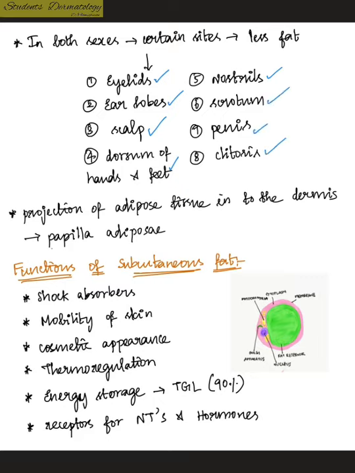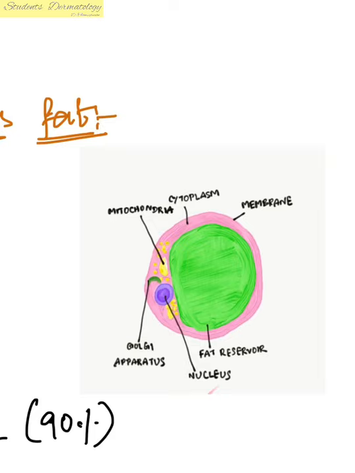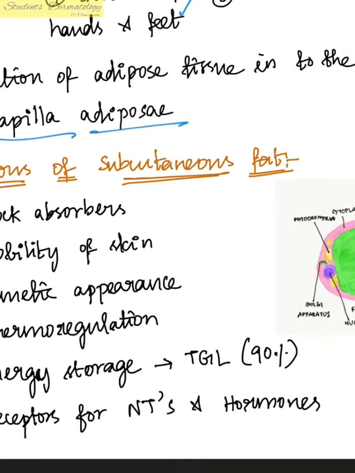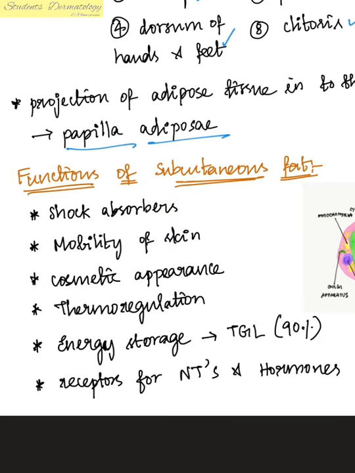As I mentioned before, the papillary adiposa is the projection of adipose tissue into the dermis. This is the adipocyte. You can see it contains organelles like mitochondria, Golgi apparatus and nucleus, and this central large area is the fat reservoir. You can also notice the signet ring shape. Now the functions of subcutaneous fat: it acts as a shock absorber to protect the vital organs and helps in the mobility of skin, the movement of skin over the underlying structures. Based on the gynoid and android distribution, it gives a cosmetic appearance, and it helps in thermoregulation and acts as an insulator for heat.